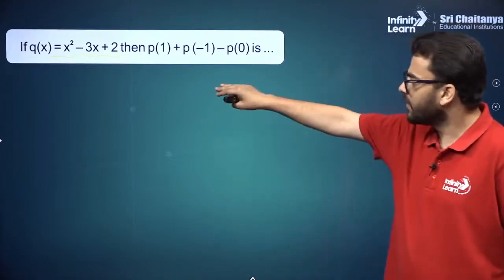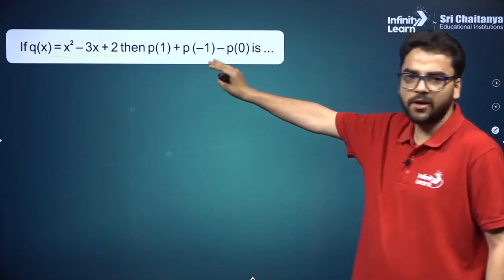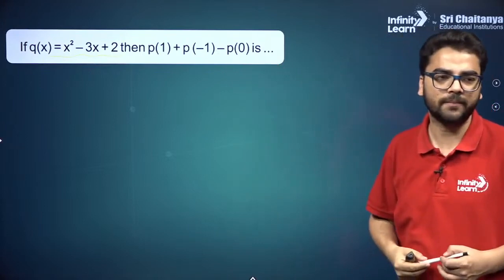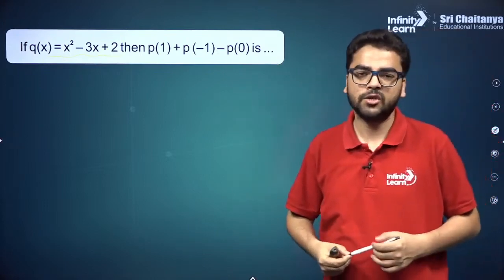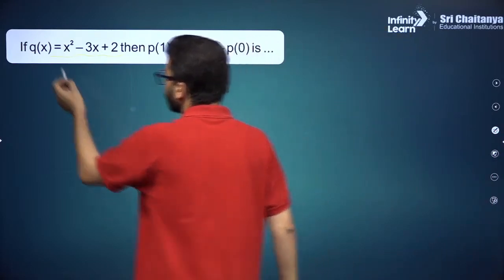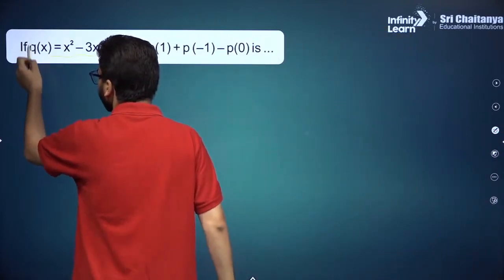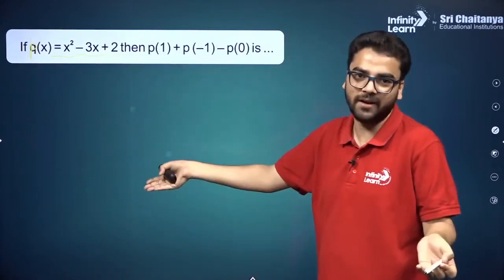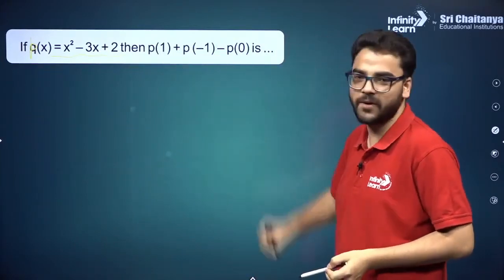So you have been given with a polynomial, you have to find the value of p of 1, p of minus 1 minus p of 0 over here. So basically you have to find these values over here. Okay, there is a mistake. Q of x is there, so this is basically p of x, right? It is p of x, then only you can find p of 1. That's it. Then only you can find p of minus 1.